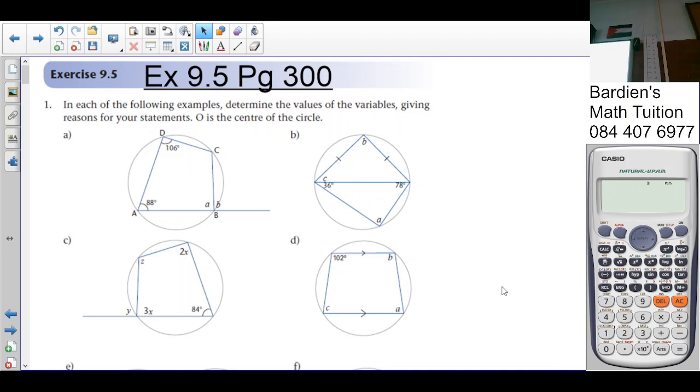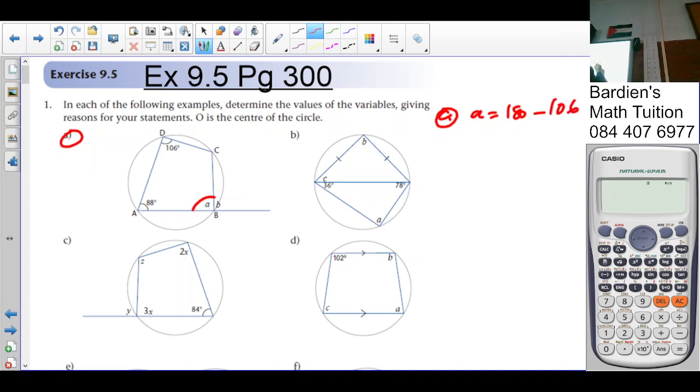Alright, so in the first case, what can we say? In A, we know that we can work out A. A is equal to what? It's going to be A is equal to 180 minus 106, which is 74, which is opposite angles of a cyclic chord. Not so. Let's look at B.